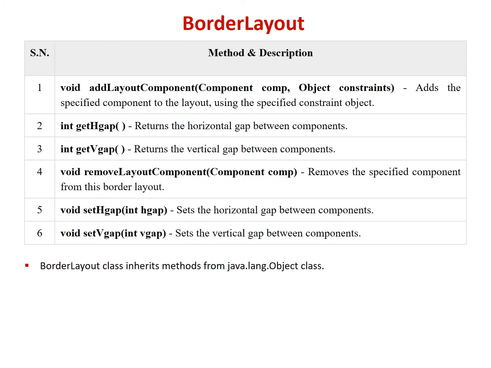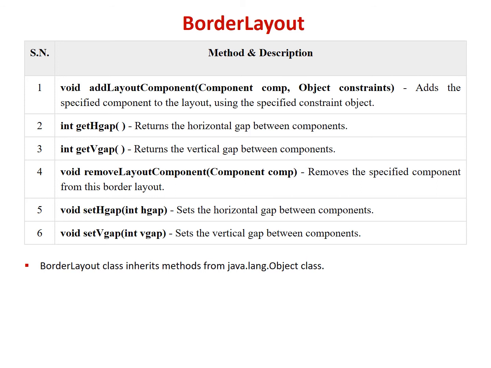Some methods in the BorderLayout class. The first is the addLayoutComponent with two parameters, component and object. Adds the specified component to the layout using the specified constraint object. Then the next is getHgap, which returns the horizontal gap between the components. The getVgap method returns the vertical gap between the components. removeLayoutComponent removes the specified component from the BorderLayout. Then setHgap and setVgap. These are the two methods used to set the horizontal gap and the vertical gap.